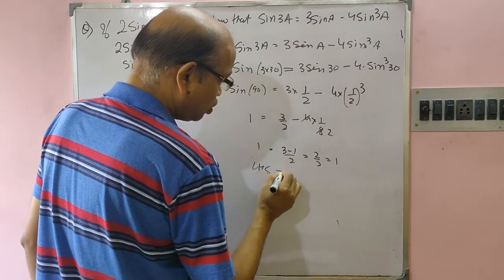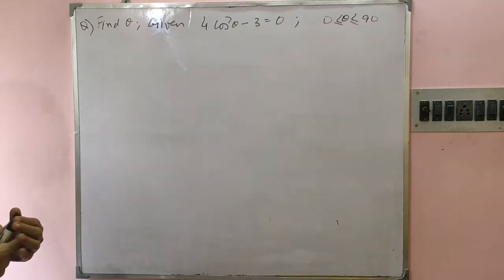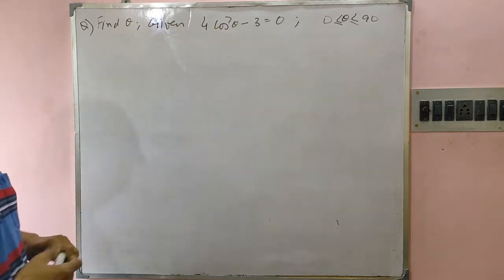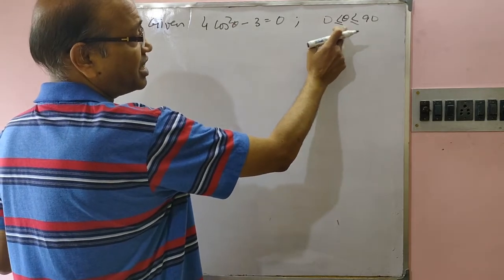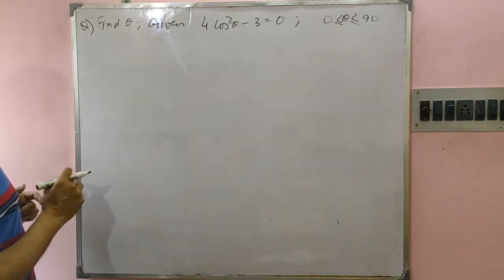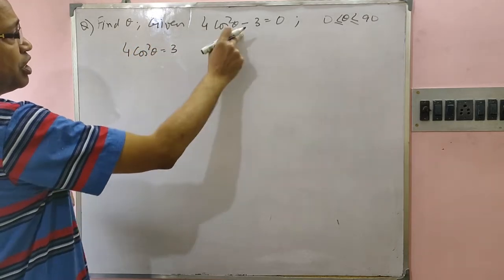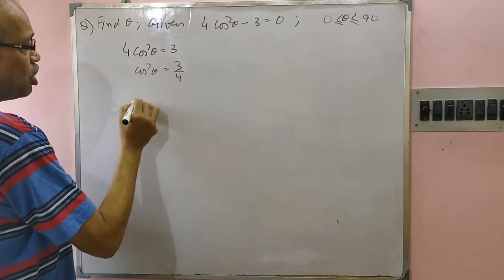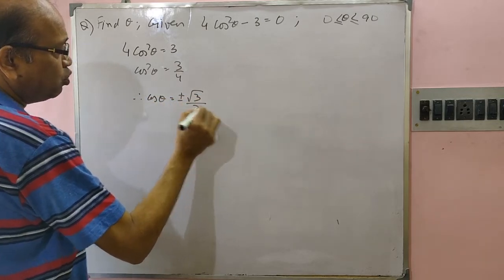Therefore, LHS is equal to RHS. Proved. Clear? Next question. We have to find theta. It is given that 4 cos square theta minus 3 is 0. And it is also said that theta lies in the first quadrant. That means theta will always be positive. Remember. Now it is given that 4 cos square theta is equal to 3. If I take 3 that side, cos square theta is 3 by 4. Therefore, cos theta is equal to plus minus root 3 by 2, taking the square root.